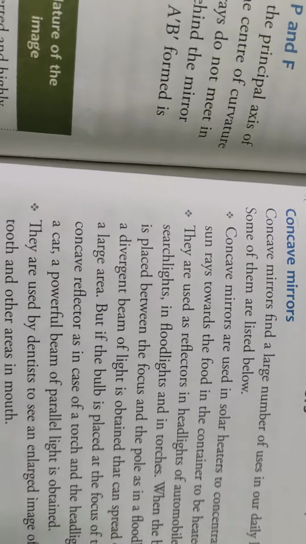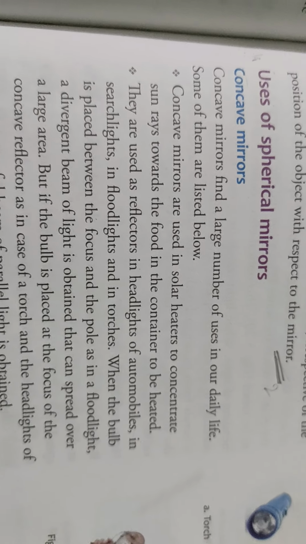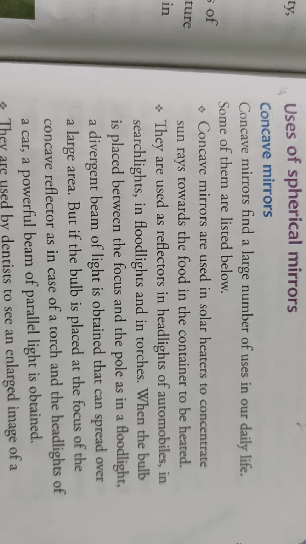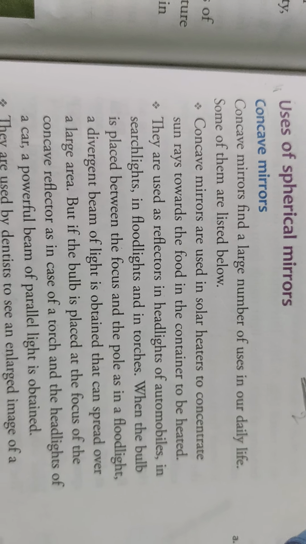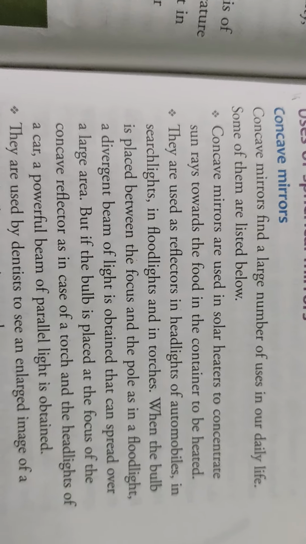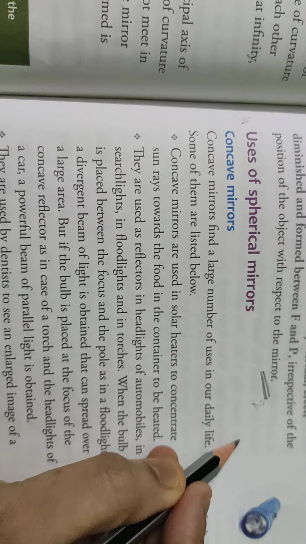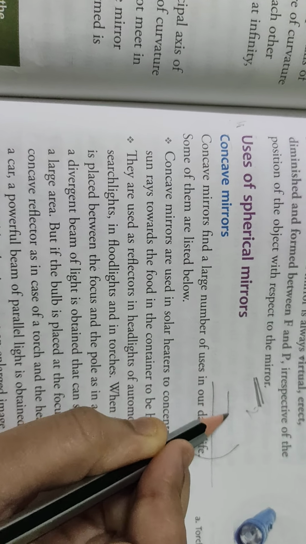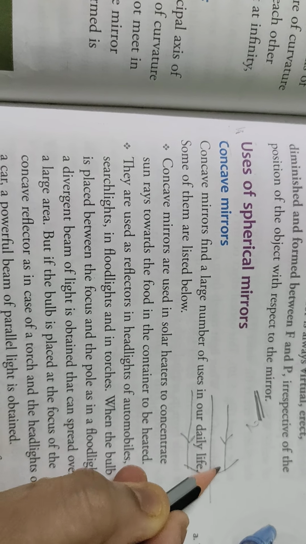Next is uses of concave mirror. Now, do you remember, for concave mirrors, what happened when rays are parallel to the principal axis? That means rays are coming, say, from a very large distance. So they are parallel. So where do they actually meet? Say this is a concave mirror. This is the principal axis. Rays coming like this, where do they meet?